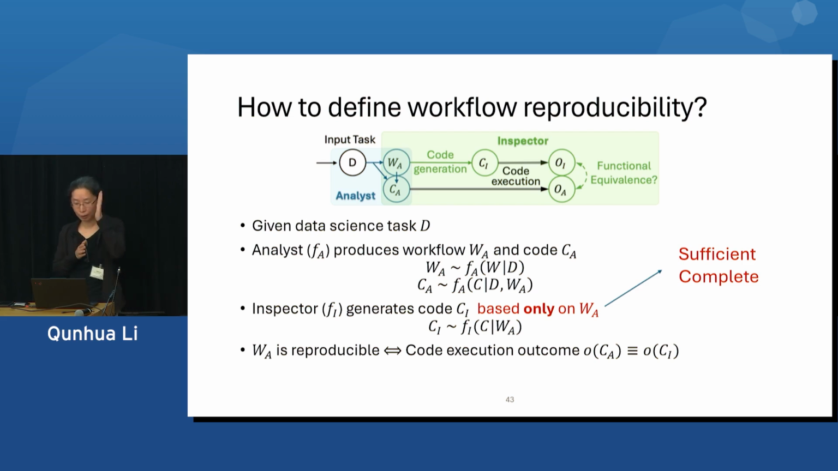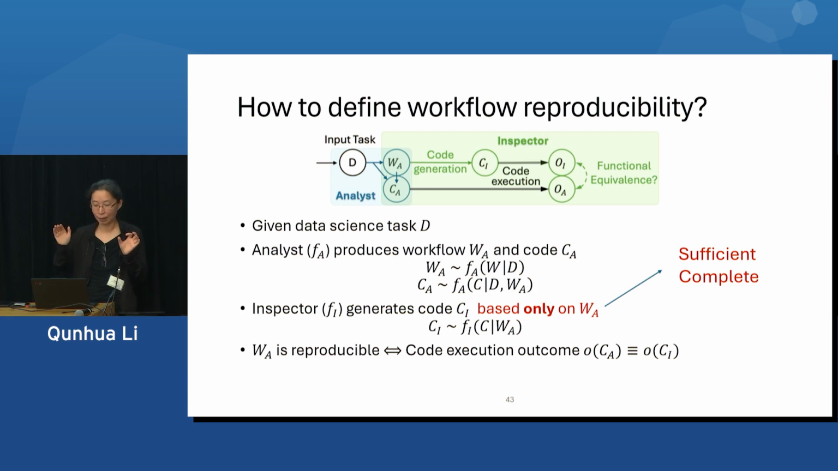Now we can have the original analyst as an LLM and the inspector as another LLM, and we just formulate what I said. The first LLM generates the workflow and the code, and the second one generates the code based only on the workflow from the first agent. If the second agent's code can generate functionally equivalent results as the first one, then we call that workflow reproducible. This means the workflow is sufficient to include all the necessary information. And if it has too much information, it can be distracting.